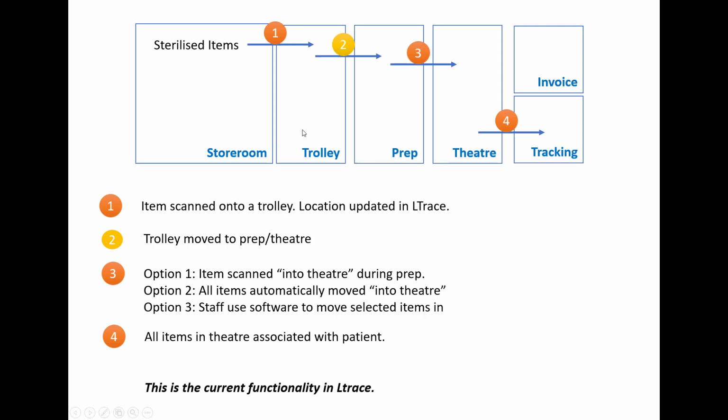Now, the trolley then is physically moved to prep or to theatre. Once again, the location can be updated in LTrace if you want, but the point is that that's a physical movement of the trolley. Once it's in theatre, you've got a couple options as to what to do. The first option is that you scan items basically off the trolley and into theatre.